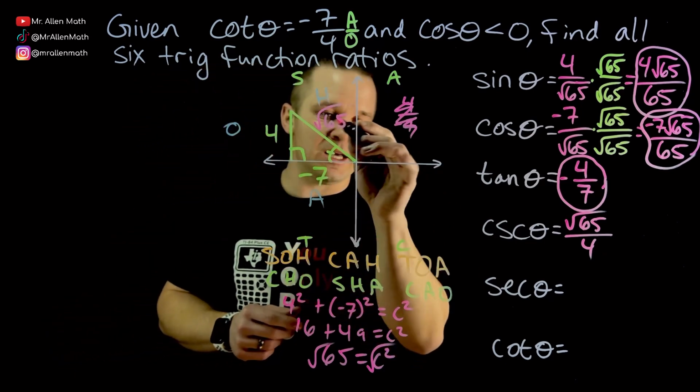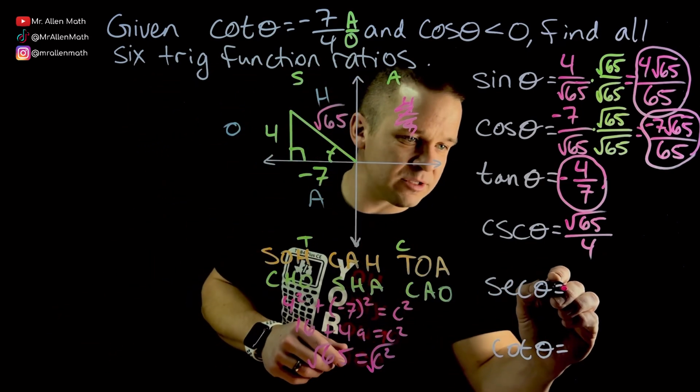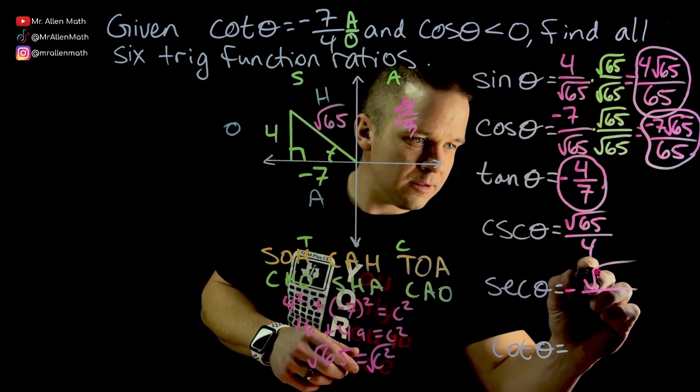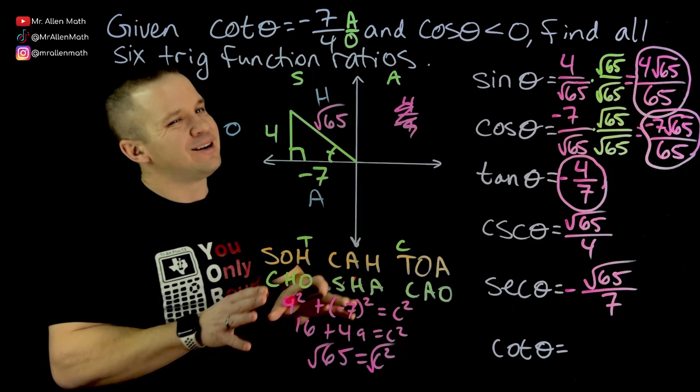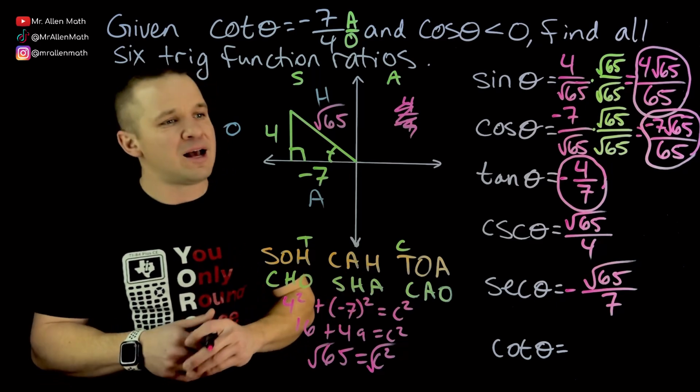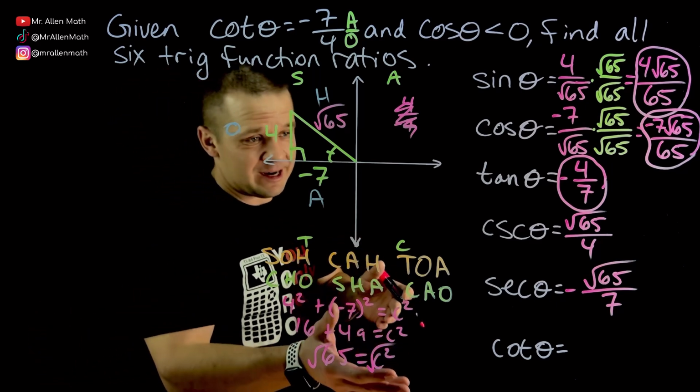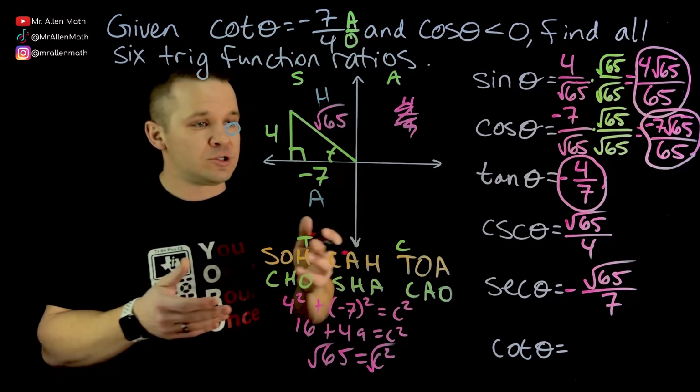Secant, going to be just as easy. Square root of 65 over -7. So I'm going to throw that negative out front, because that looks classy, right? That looks classy right there with the negative in front. Not in the denominator. It looks weird in the denominator, man. I don't know why I got such beef with the negative in the denominator, but I do, okay? Just who I am, I guess.